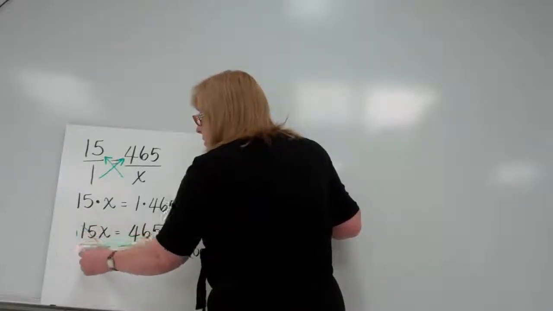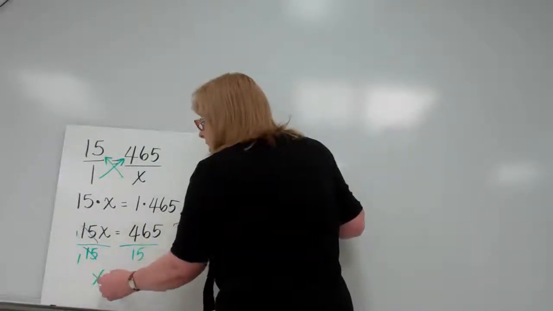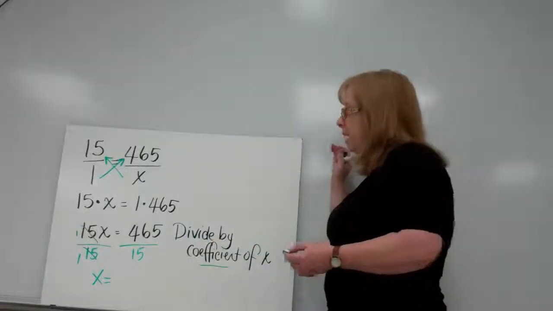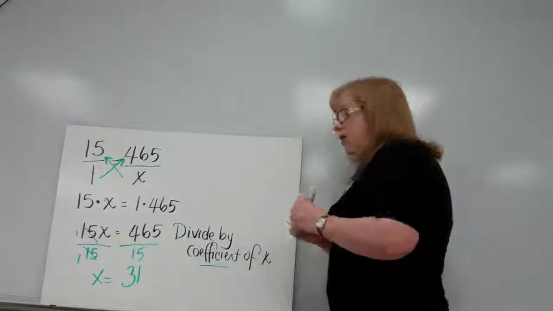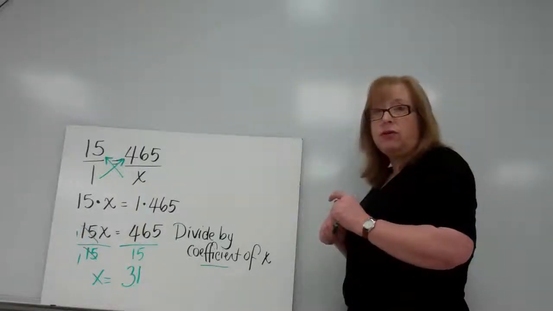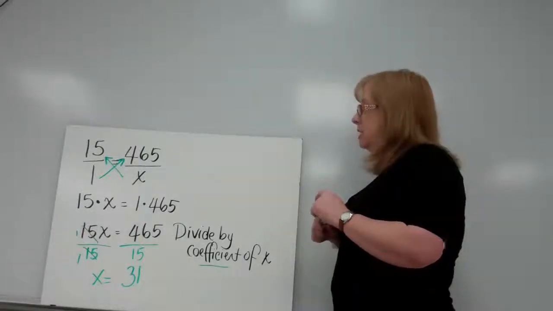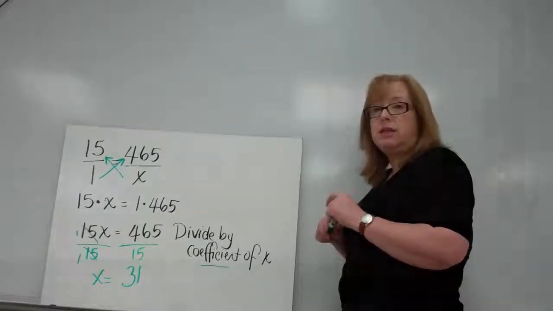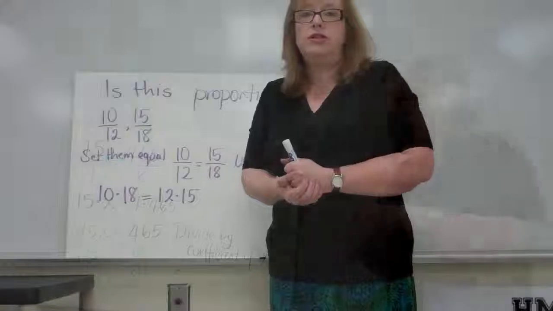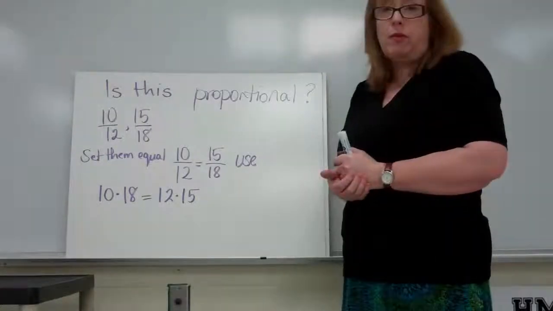This will cancel, and I will be left with x. And that's why we do it. And then we will be left with 31. So if our student-to-teacher ratio is 15 to 1, then in a school with 465 students, we would need 31 teachers. Now we're going to do some more solving of proportions.